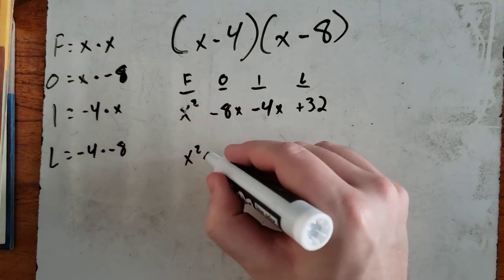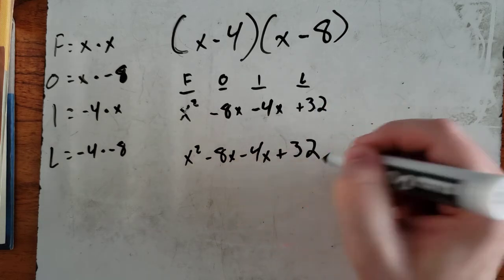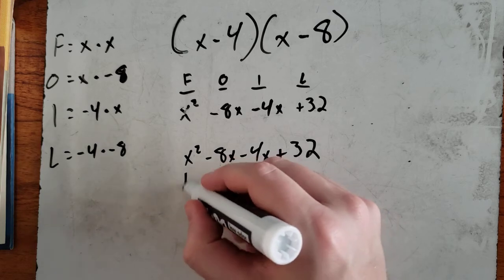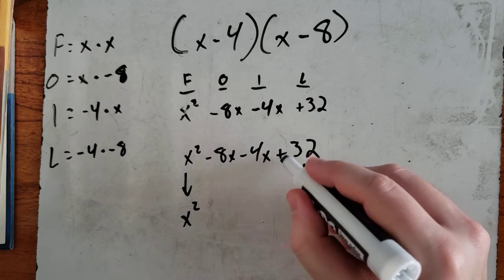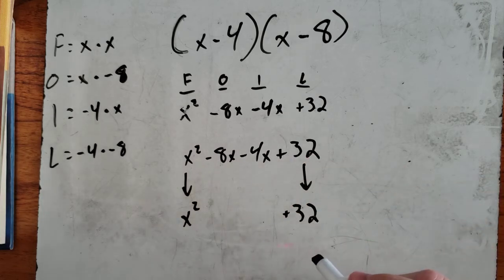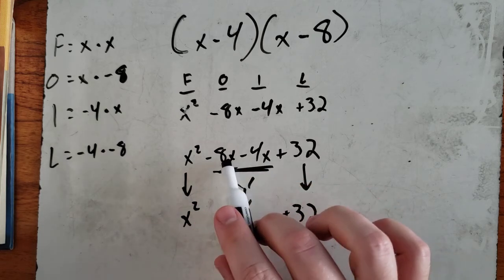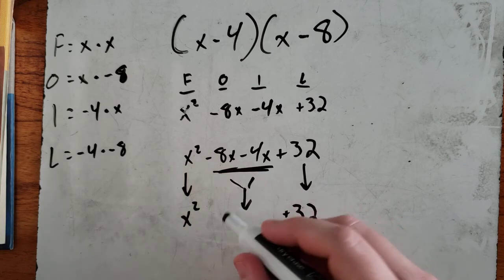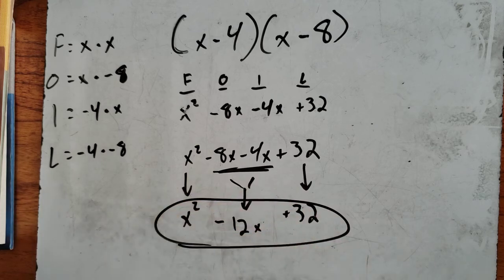Okay. Now, put this together. x squared, then minus 8x, minus 4x, plus 32. Remember, drop down your first, x squared. Drop down your last, 32. It's plus, so plus 32. And then combine your middle terms here and drop it down. So negative 8x and negative 4x gets you a negative 12x. Okay, and that's your final answer: x squared minus 12x plus 32.